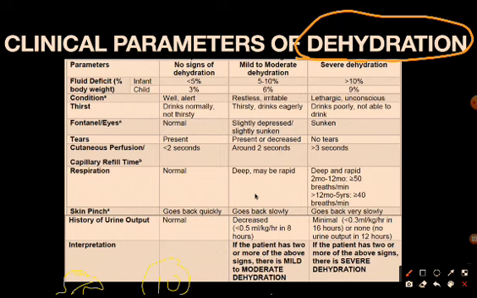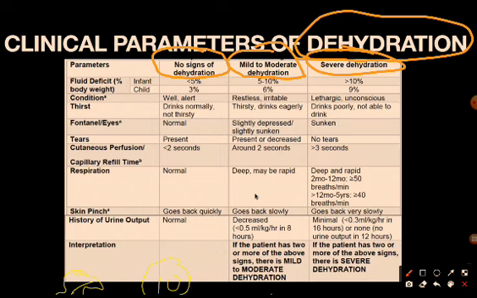For pediatric nursing, pediatric wards, we will try to classify our patients based on the dehydration status that they have. First, we have no dehydration or no signs of dehydration. Then we have mild to moderate dehydration. Then we have severe dehydration. Depending on the child, we have infant or we have child. For infant, that is usually less than 12 months. Then after 12 months, that's already a child.